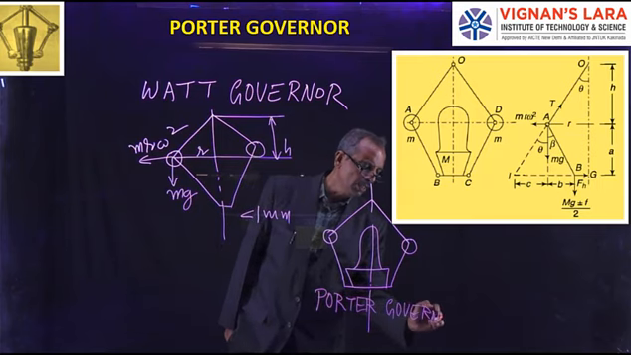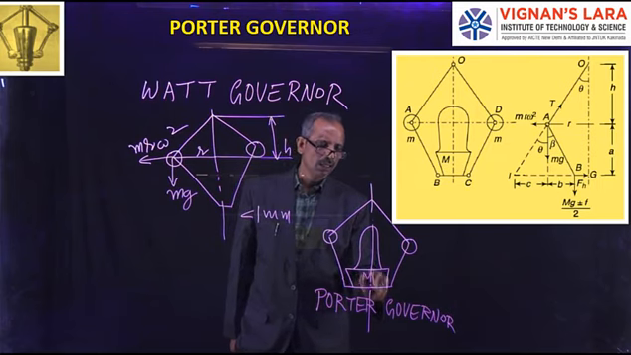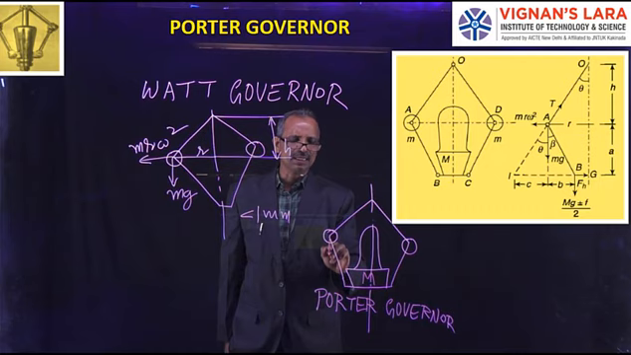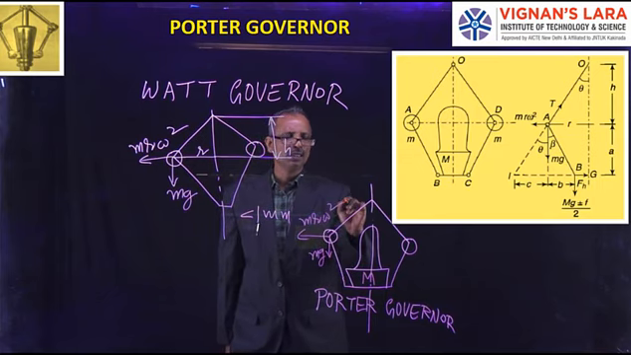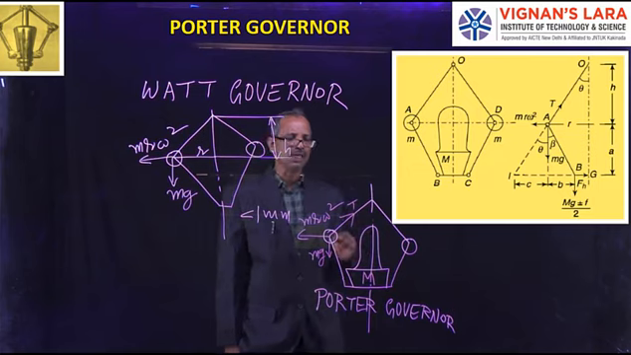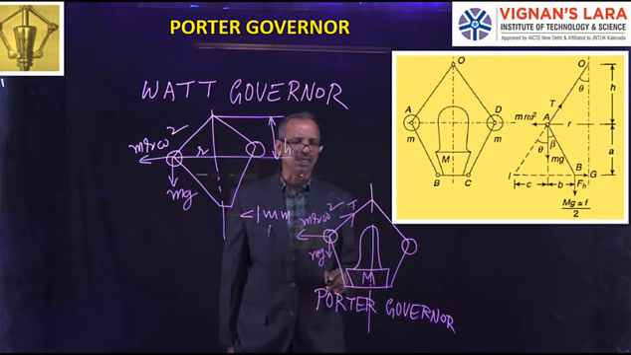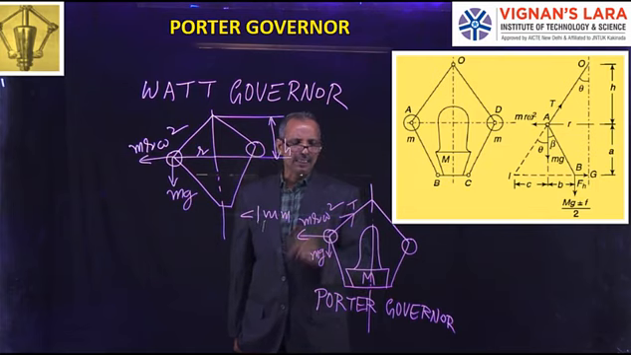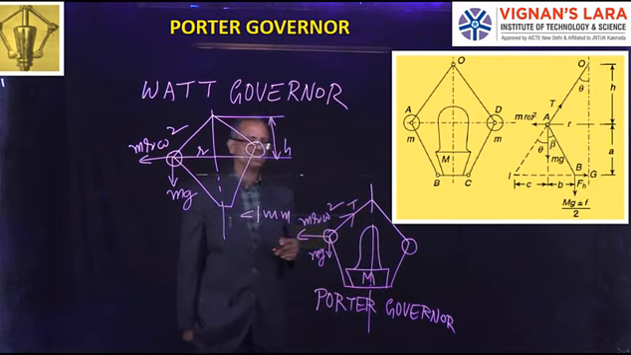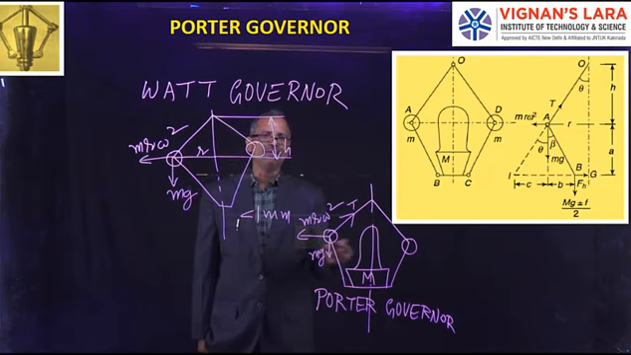In the Porter governor, you can see additionally there is a capital M. Earlier we said this is small m mass, which is mg, centrifugal force mr omega square, and tension in the arms T. Now you can see additionally there is a sleeve mass here. When you apply this sleeve mass at the center, how it influences the lift of the sleeve, that part we will see analytically.